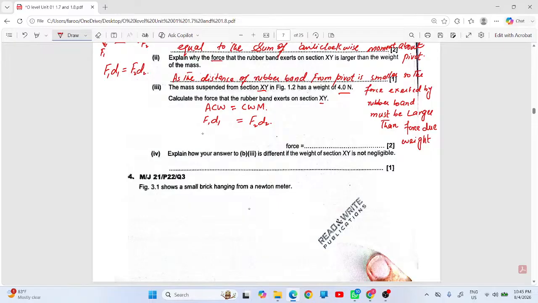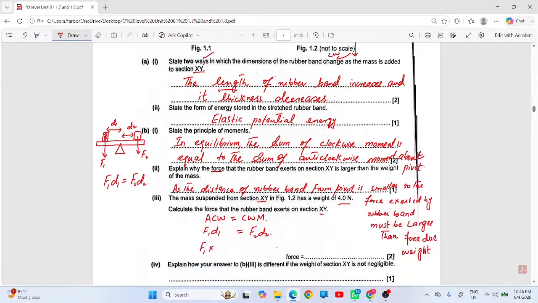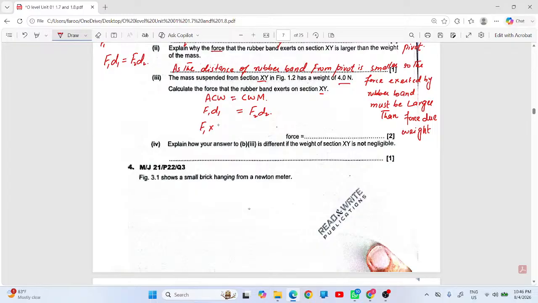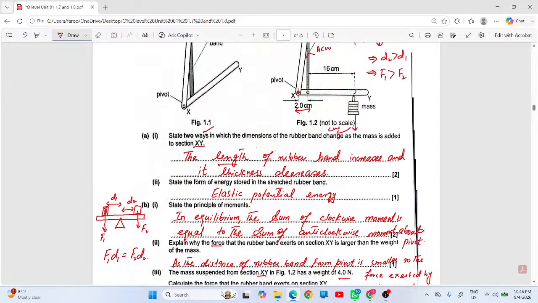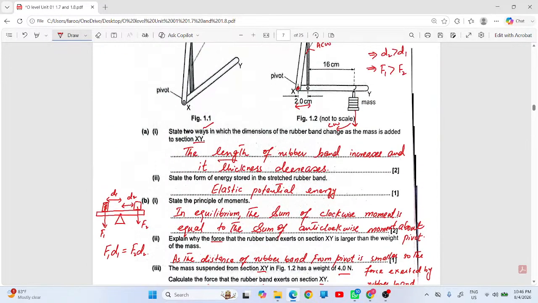So F1 हमने find करना है and the distance from the pivot is 2 बचे and the weight of the masses are 4 multiplied by, is it 16 or 16? Yes, 16. So the answer is F1. 4 multiplied by 16 over 2. This is 32. Oh, just a minute.